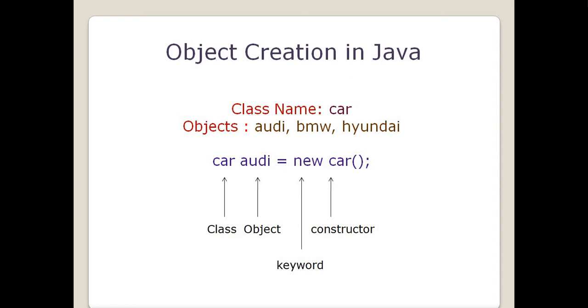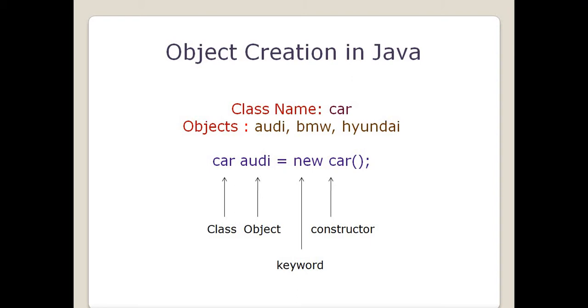But before that, I would like to discuss in short how to create an object in Java. Now, as you know, a class is a blueprint of an object. Let us consider that we have a class named car. Every class has some attributes or properties. For example, our car class may have attributes like mileage, cost, etc. Now we want to create objects of this car class. For example, Audi, BMW and Hyundai.